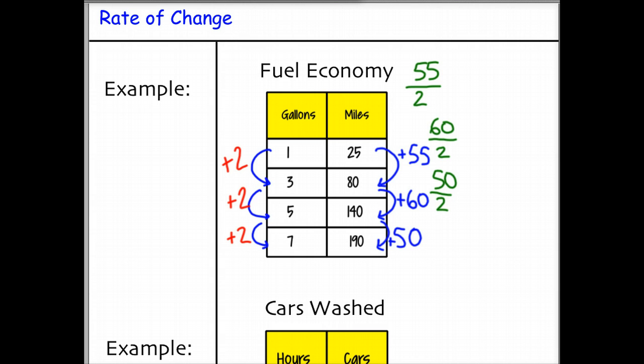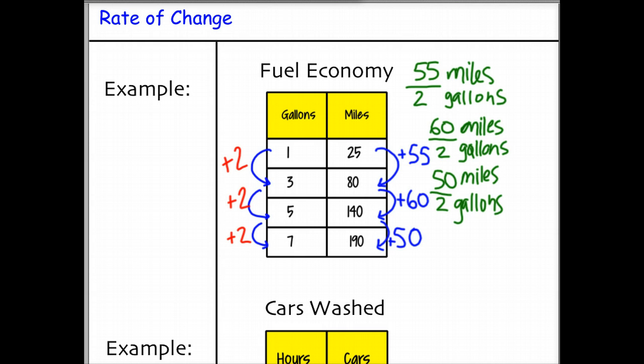As you can tell, these ratios are not the same, so we do not have a constant rate of change. Therefore, we can rewrite this in terms of what the problem is. We have this first ratio as 55 miles for every 2 gallons. We are going to have these same units all the way through. So we have 60 miles for 2 gallons, and 50 miles for every 2 gallons.